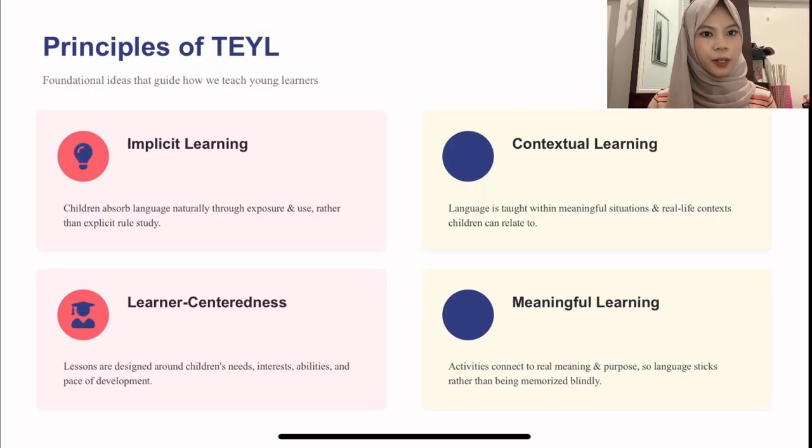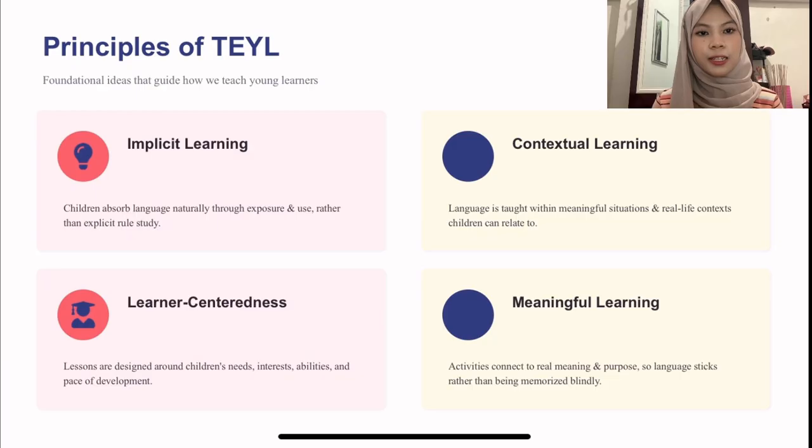Okay, let's begin with the principles of TEYL. The first one is implicit learning. Children absorb language naturally through exposure and use, just like they learn their first language. And the second is contextual learning. A language should be taught within meaningful, real-life situations children can relate to.